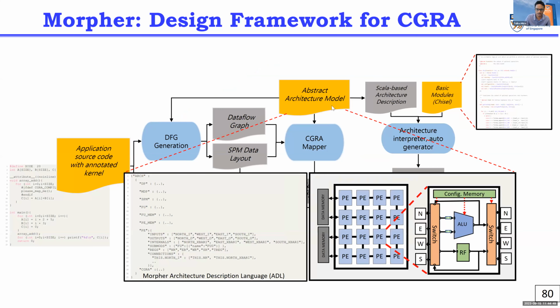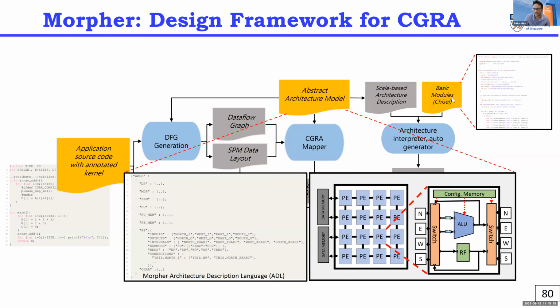So the second input is the abstract architecture model. We have our own Morpher architecture description language, which is based on JSON. It has basic components like ALU, configuration memory, switches and registers. The architect just needs to describe the connectivity between these basic components in order to generate their own architecture. Not only within the processing elements, but also the interconnect between the processing elements as well as the data memory connectivity can be expressed using this architecture description language.